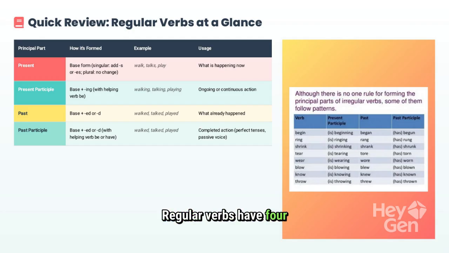Regular verbs have four principal parts: present, present participle, past, and past participle. The present form indicates current actions, while the present participle shows ongoing actions with be. The past form describes completed actions, and the past participle, used with be or have, indicates completed actions in perfect tenses or passive voice.